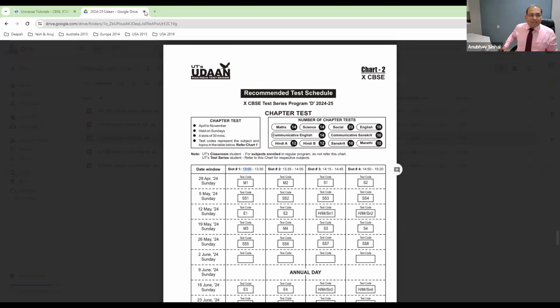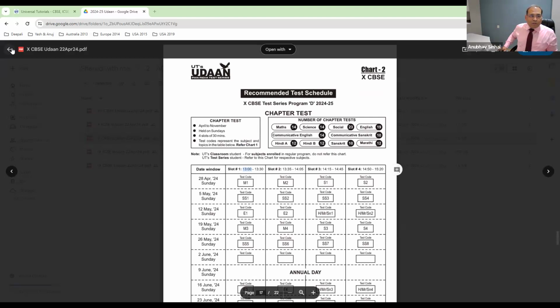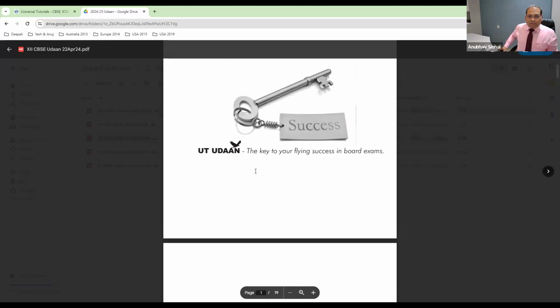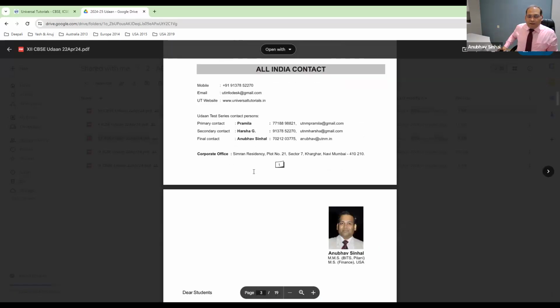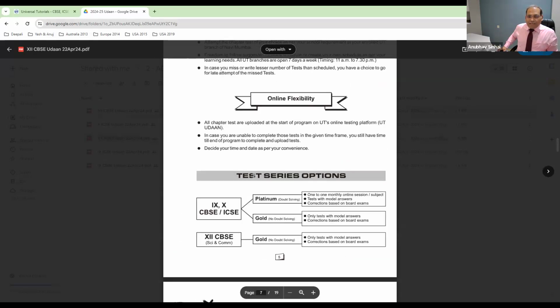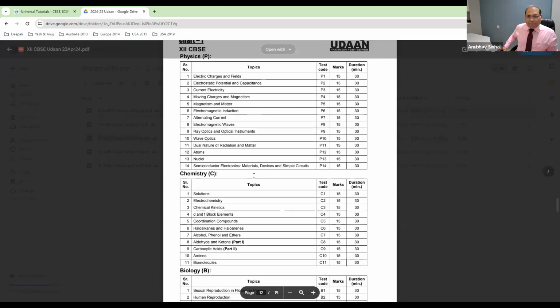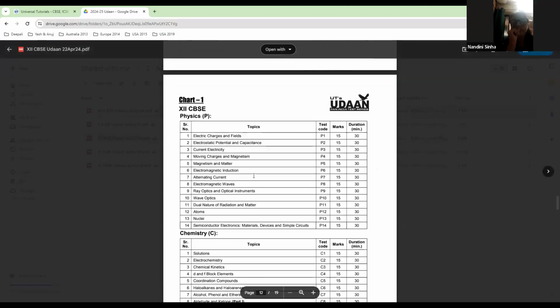This is the 10th standard one. I'll share with you the 12th standard plan. So this is the 12th standard recommended plan. 1 to 2 hours per week may the entire thing happens. ये 12th standard के सारे chapter tests हैं.